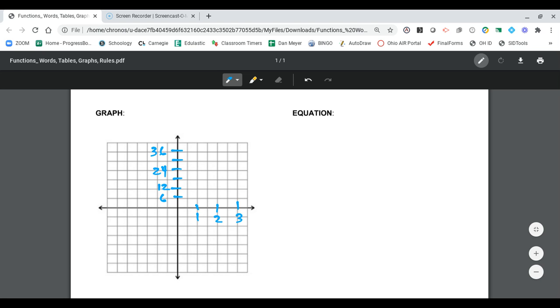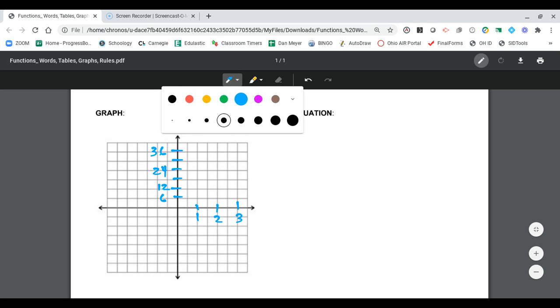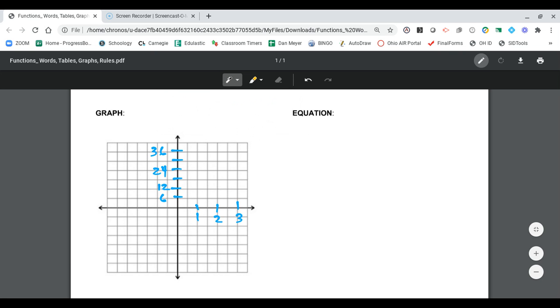Now we can plot our points. Let's use black. Do a bigger one. So when she worked 0 hours, she made $0. When she worked 1 hour, she made $12. When she worked 2 hours, she made $24. And when she worked 3 hours, she made $36.